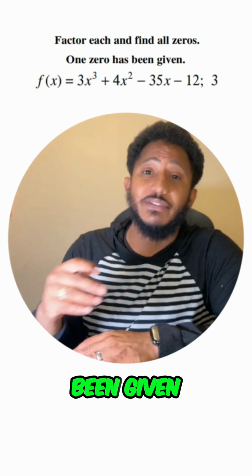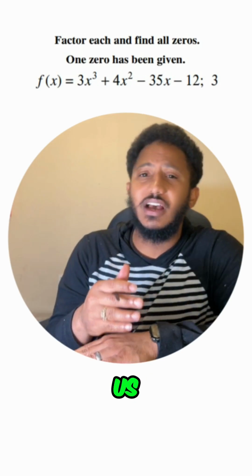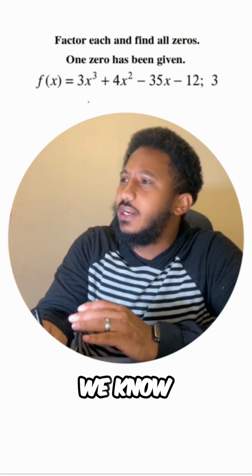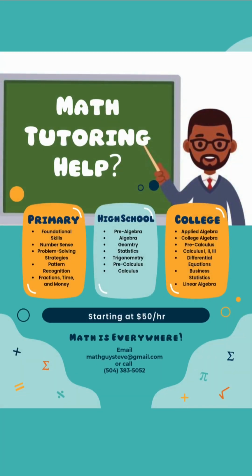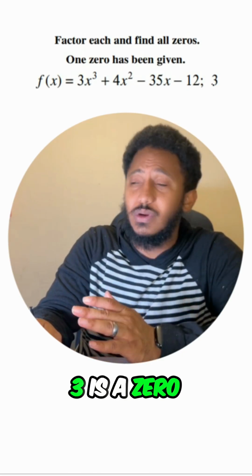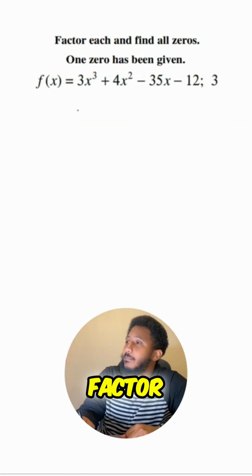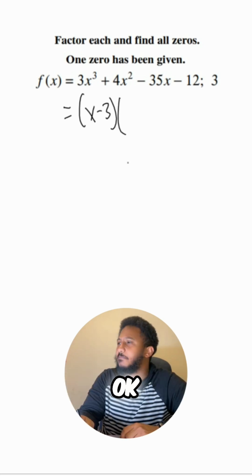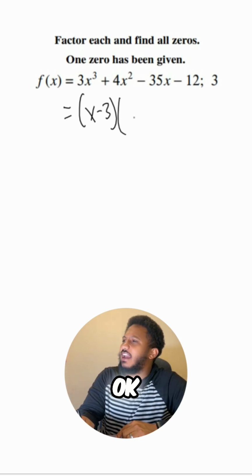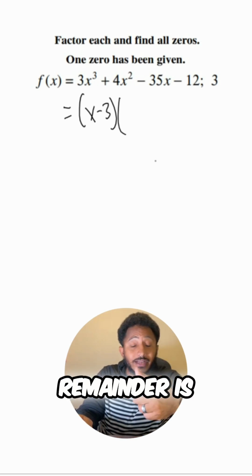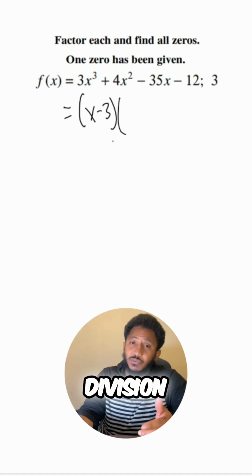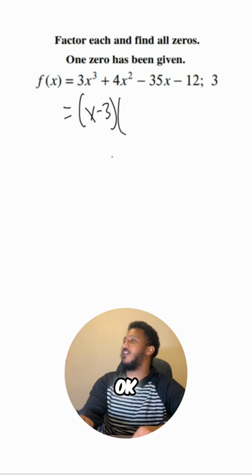And then one zero has been given. So they give us a 0 for this one, which means in essence we are given a factor. We know that if 3 is a 0, then x minus that number is a factor. Meaning, we can factor this by saying it's x minus 3 times something. Now how we find the something is by noting that if I divide x minus 3 into this, the remainder is 0. We can divide this using long division, which takes a while, hence the name, or synthetic division.